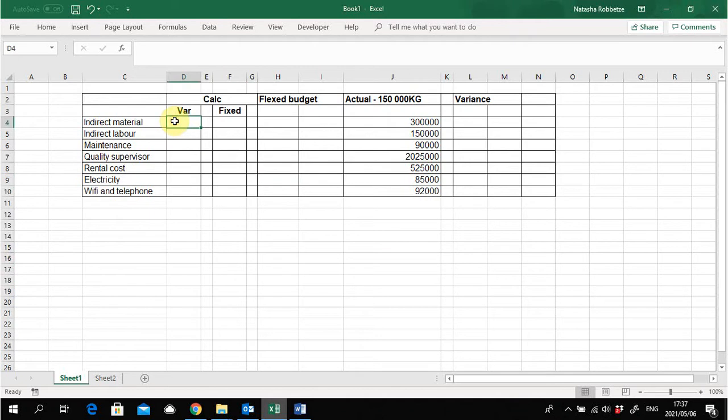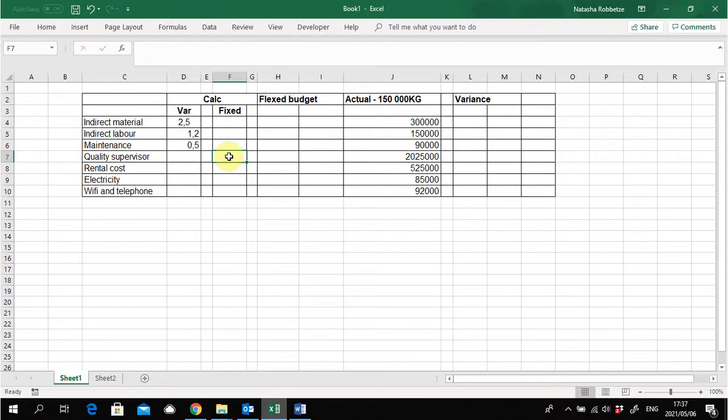So the indirect material was a variable cost, and when I did my little calculation, I got to R2.50. So I'm filling it in. The fixed will remain blank because it doesn't have a fixed portion. The indirect labor, when I did my rand divided by budget level cost driver calculation, I got to R1.20. And for the maintenance, we got to 50 cents. Again, I'm leaving the fixed cost blank because there is no fixed cost.